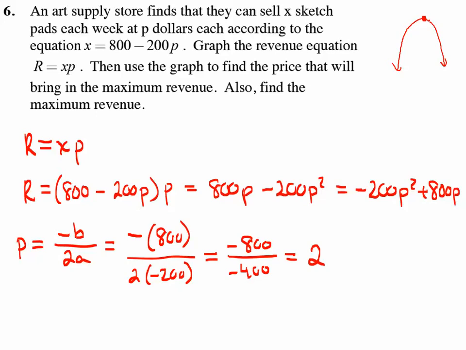All right, anybody tell me what that 2 means? No, I wanted the meaning of two. Perfect. We just figured out the price that we should sell it at to maximize revenue. So we just figured $2. We've got to sell this guy at $2 to maximize revenue.